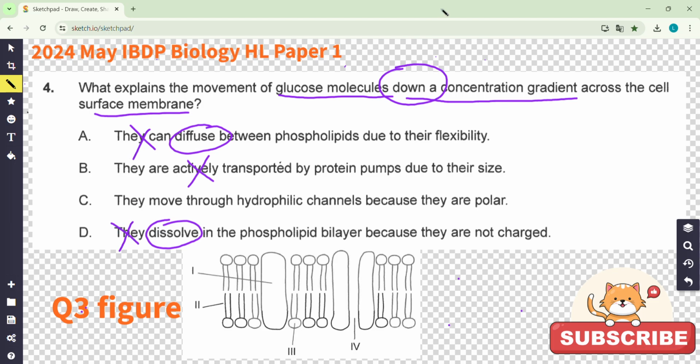So what's the answer? Yes, they go through the channel, and the channel goes through with water, so it's hydrophilic. Why can they go through it? Because they are polar molecules. So they can go through it with the water, and then they can pass through the cell membrane through this channel. So the answer is C.